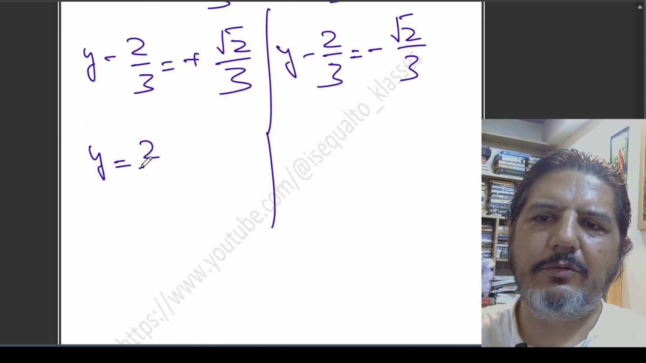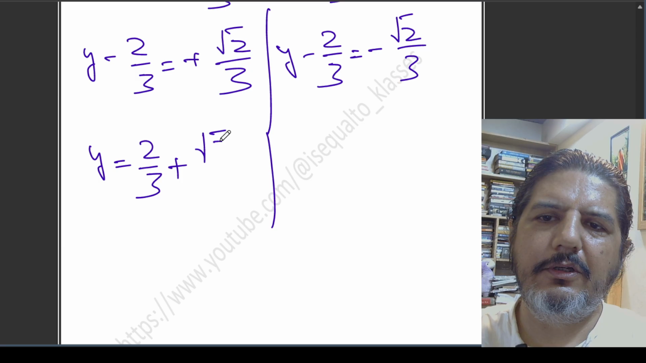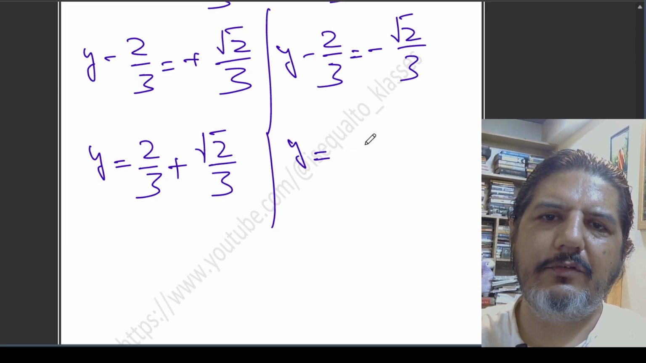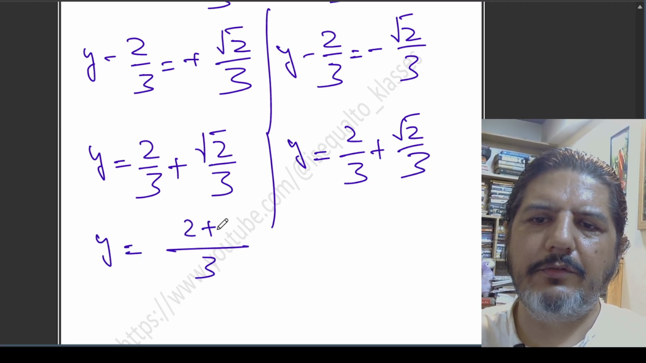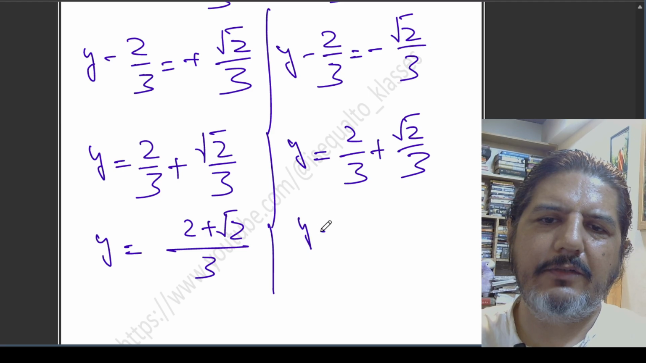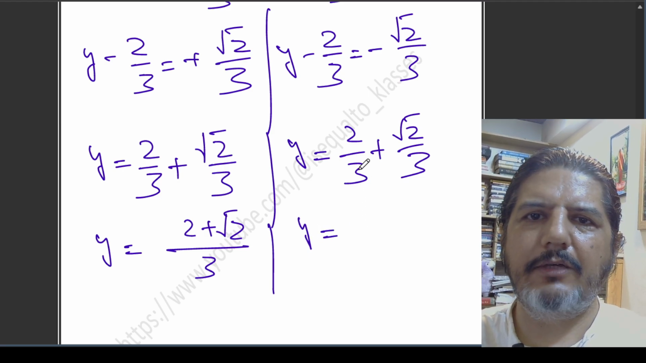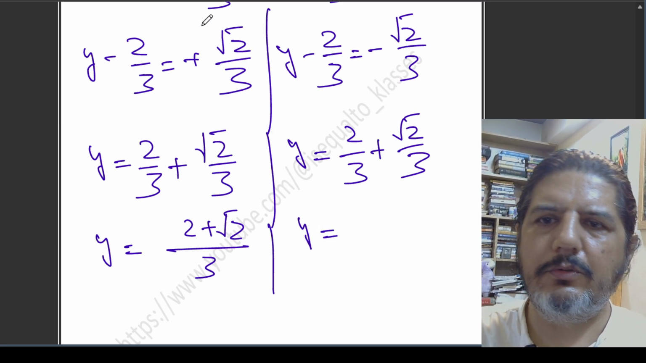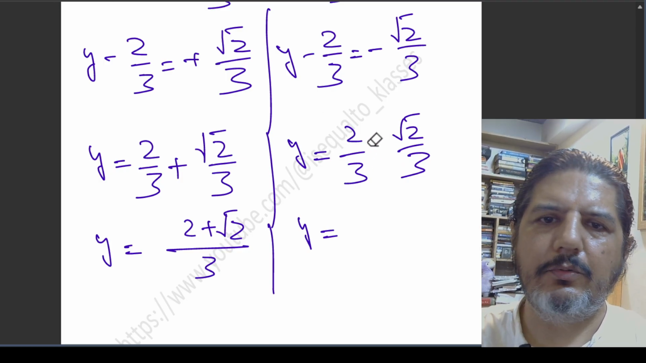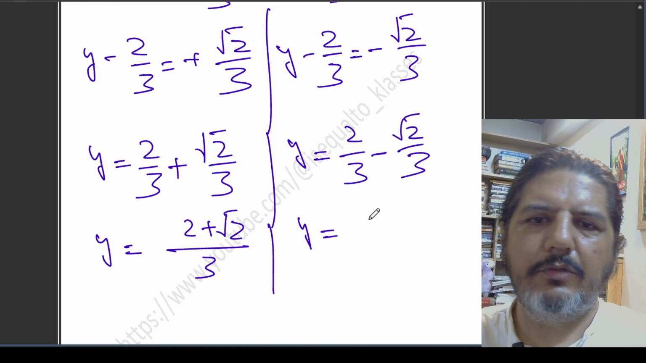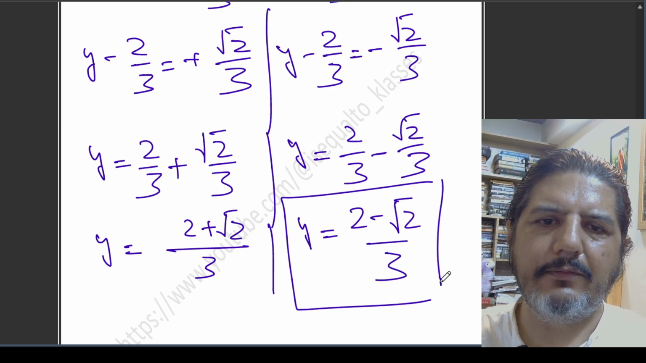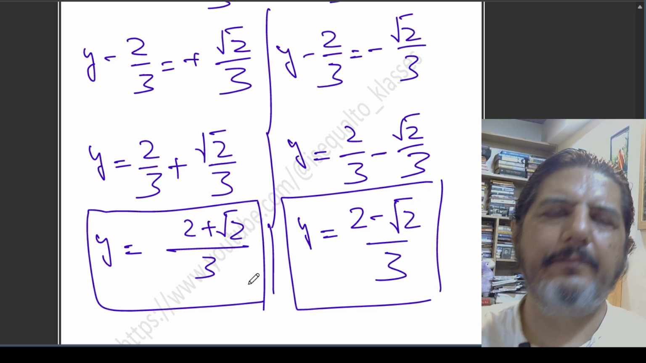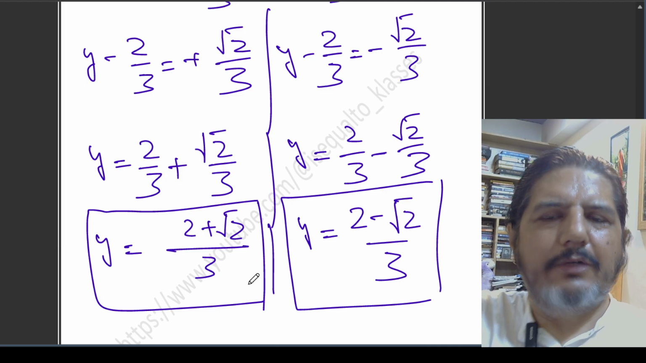So y is equal to 2 upon 3 plus root 2 upon 3. So this can be written as 2 plus root 2 upon 3. And this can be written as, I made a mistake, this is minus root. So this would be equal to 2 minus root 2 upon 3. So these are the two answers that I have.